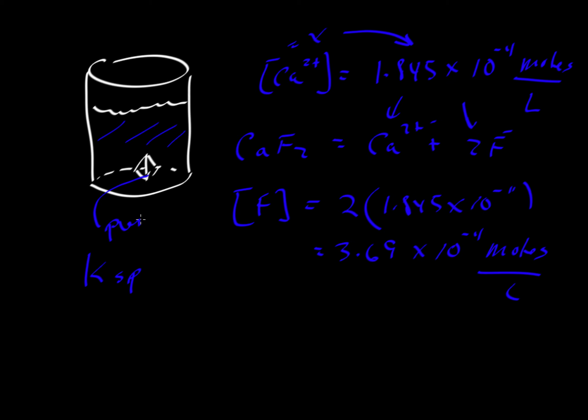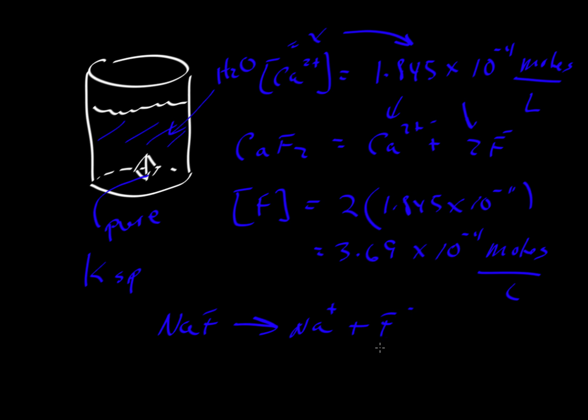We assumed that we had pure fluorite, otherwise we could not use the Ksp value. And we're also assuming that we have pure H2O, that there's nothing else in that water that might affect this equilibrium. What else could affect it? Well, let's say we had some sodium fluoride dissolved in the water. Sodium fluoride dissolves very strongly to form sodium ions plus fluoride ions.